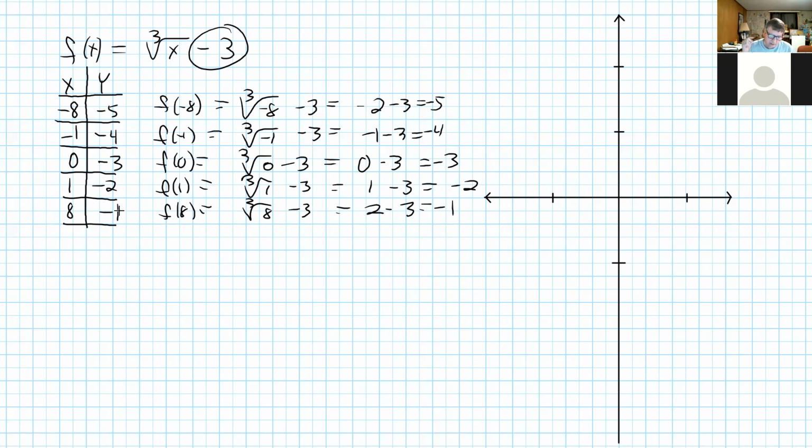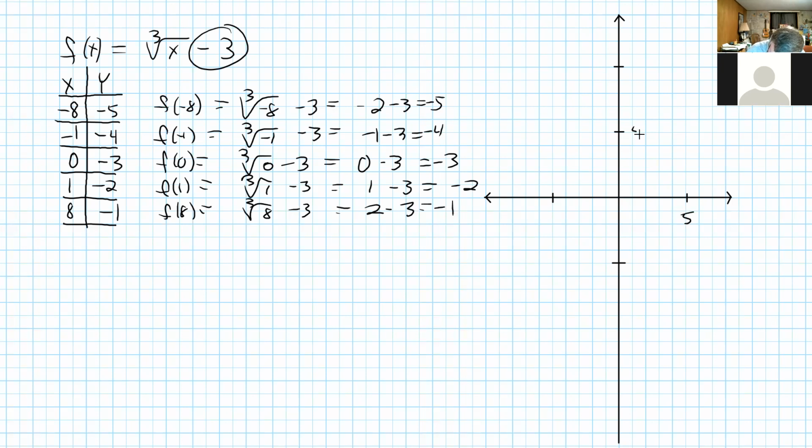It's with even roots that you have to be careful. You can't take an even root of a negative number and get a real answer. And when you take an even root, you can't get a negative answer. But with cube roots or other odd roots, there's not those restrictions.